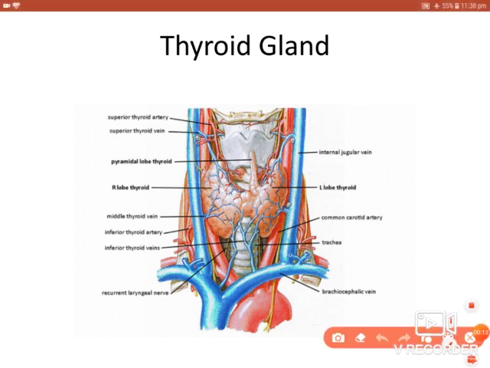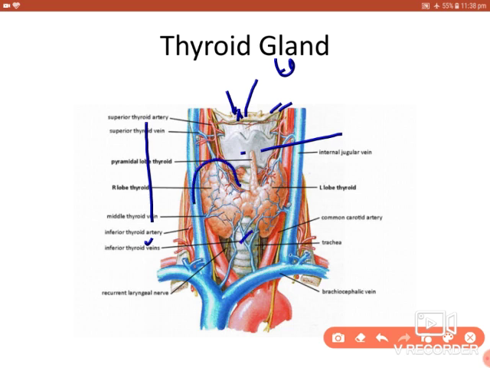Coming to the location of this thyroid gland, see here, this is the anterior region of the neck. Up here you can see the hyoid bone. Here is the body of the hyoid bone. This small projection is the lesser cornu. This is the greater cornu. Here, this cartilage is the thyroid cartilage. This S-shaped structure here is the thyroid gland.